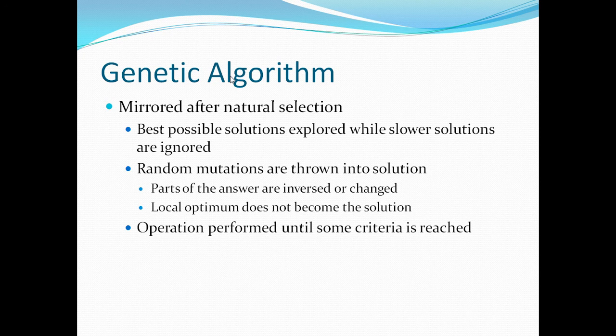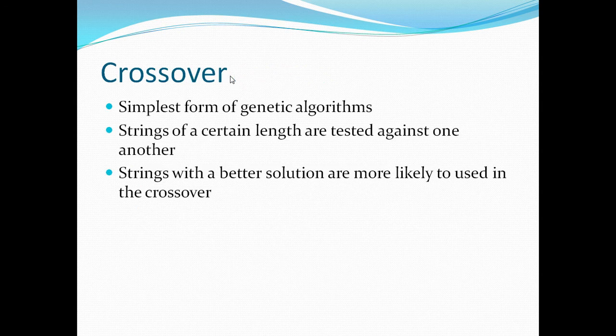So these operations are performed until some criteria is reached, which is the percentage of how close you are to the global optimum. Crossovers are the simplest form of genetic algorithms, especially when you're using just binary numbers. You test strings of certain length against one another to see how well that number will fare in the problem.